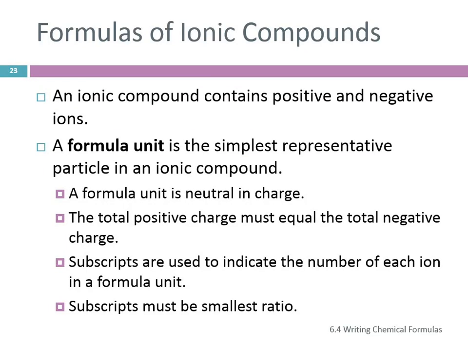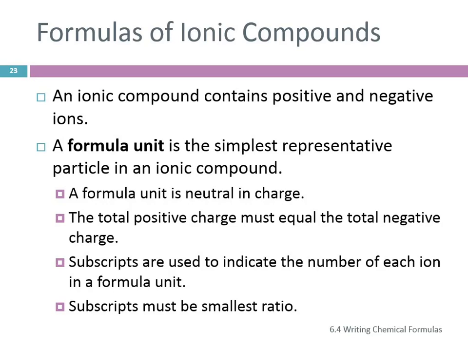Last week we covered the beginnings of nomenclature. We talked about naming ions and writing formulas for ions. There are polyatomic ions, which have more than one atom in them, and then there's monatomic ions. And so we learned about those. Now we're going to learn how to put those ions together into a compound.